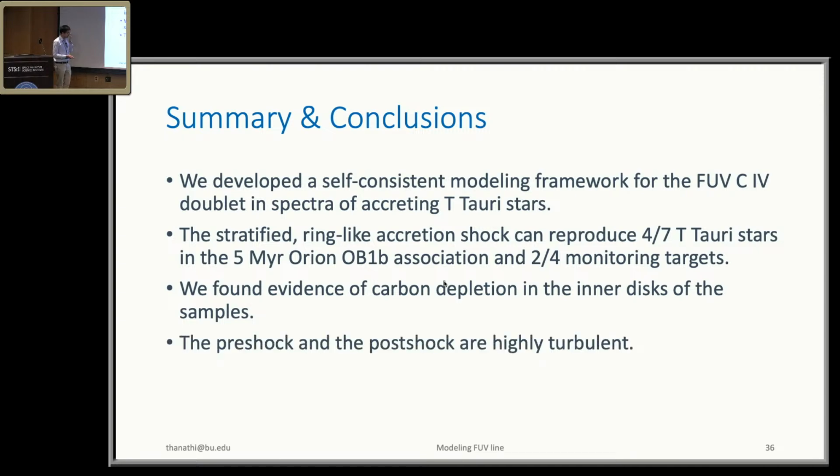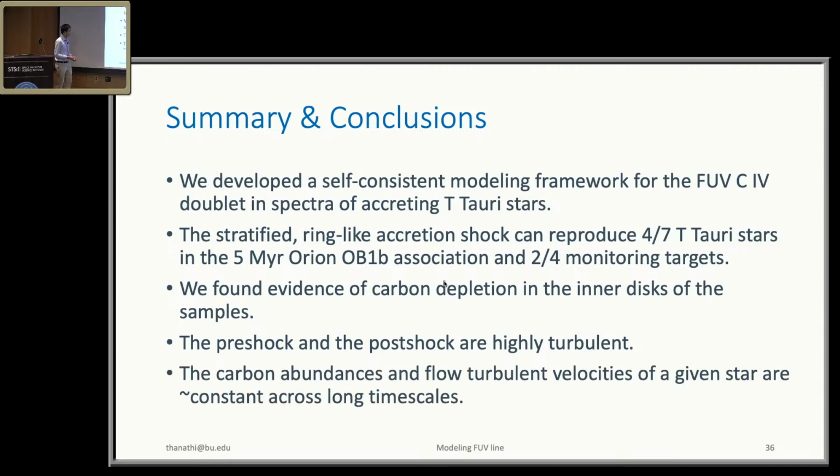So the turbulence here, I don't go into much detail, but all the turbulence fits are on the order of 50 or more kilometers per second in both pre-shock and post-shock. So these accretion flows are very turbulent. And they don't change across many, many years. And so that gives more evidence that the carbon abundance we measure here is related to the inner disk, because they should not vary much across a larger time scale.